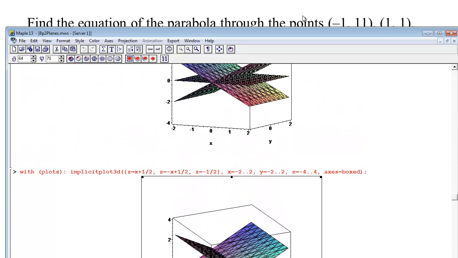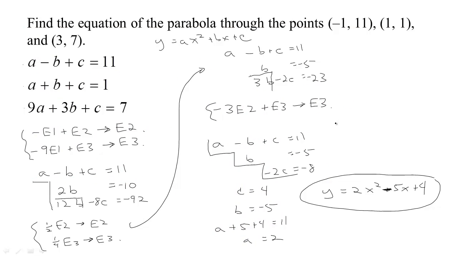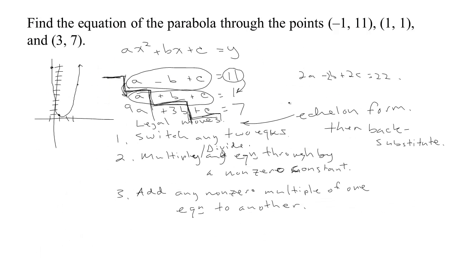I just want to show you what it looks like if we use our rules from before. Remember, we said you could switch any two equations, and the solutions to those equations would stay the same. You could multiply any equation through by a non-zero constant. That, of course, means you could divide as well, and the solutions would stay the same. And you could add any non-zero multiple of one equation to another without changing the solution.